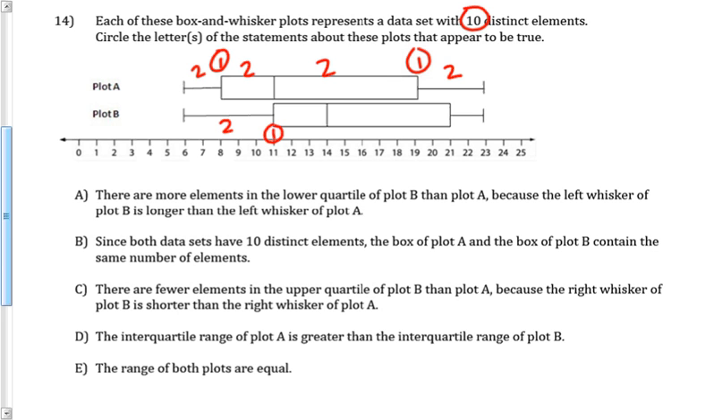So the second one, same number of data points, so it has to have the same exact setup. 2, 2, 2, and 2 with one guy on each, or one girl. Whatever the element is, I don't know what this data is, on each of the ends of the box. So here, if you look at your options, the only option here that makes sense is B. Since both data sets have 10 elements, the box plot A and the box plot B contain the same number of elements. Everything else here is going to be false.